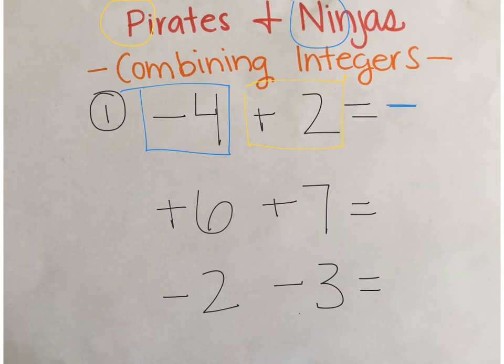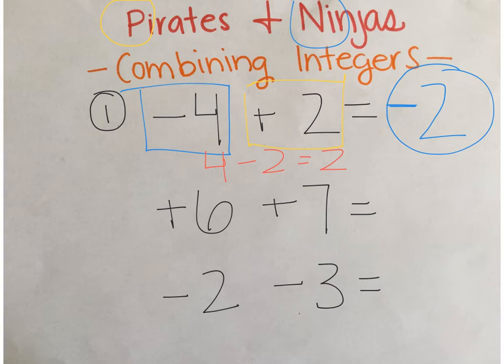Now, to figure out which one cancels which, we can subtract. We can subtract 4 minus 2. 4 minus 2 is 2. Because I've already got my negative, I put my 2 behind, and this is my final answer.